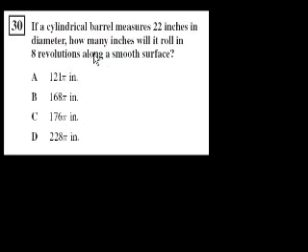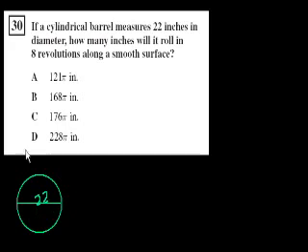So we could imagine a wheel, a tire of some kind. So let me draw a circle. If we look at this cylindrical barrel from the side, because that's, I think, all we care about. That's its side. They say a cylindrical barrel measures 22 inches in diameter. So this distance right here, that distance right there is 22. And what they say is this thing is going to roll 8 revolutions on a smooth surface. It's going to go around 8 times. It's going to roll and move to the right, right?